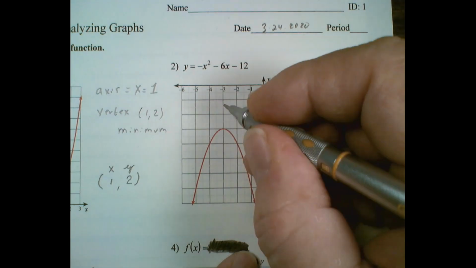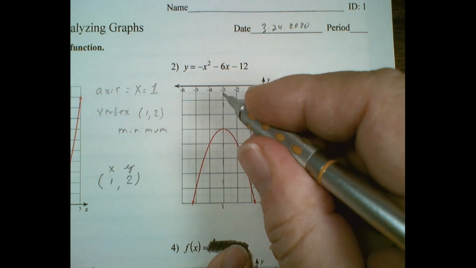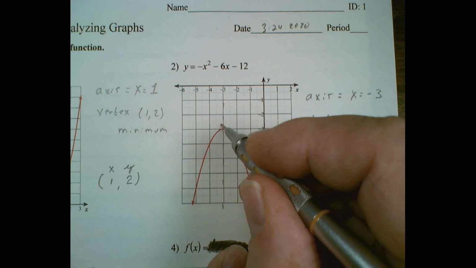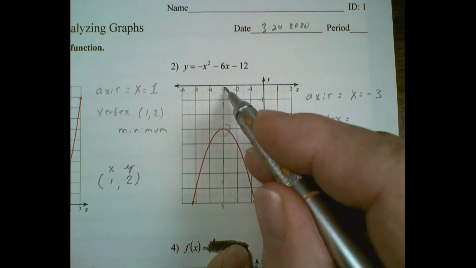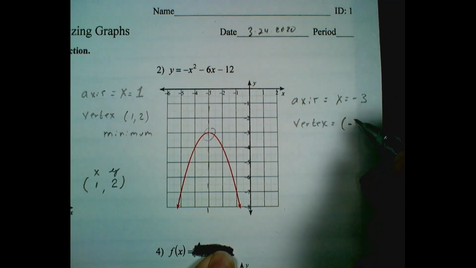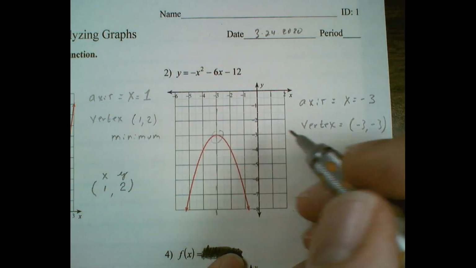Okay, our axis of symmetry goes through here. So that's at x equals -3. So x equals negative 3. And my vertex is this point here. So x is negative 3, y is negative 3. So that's (-3, -3). And it has an absolute maximum.